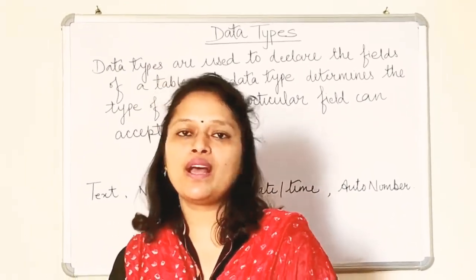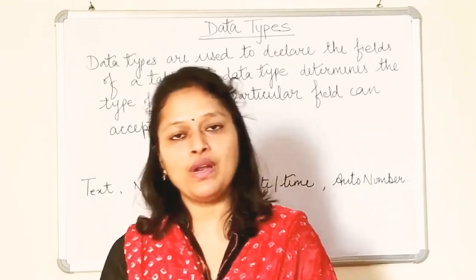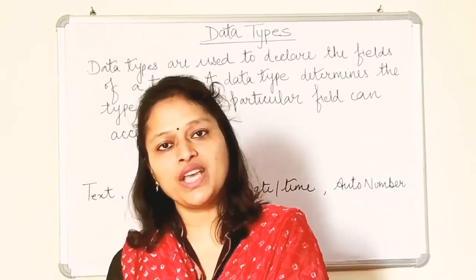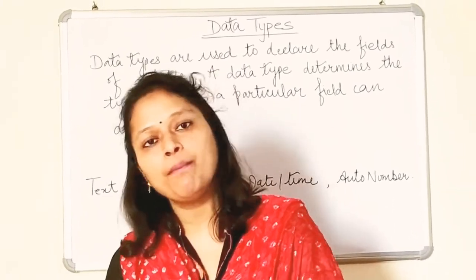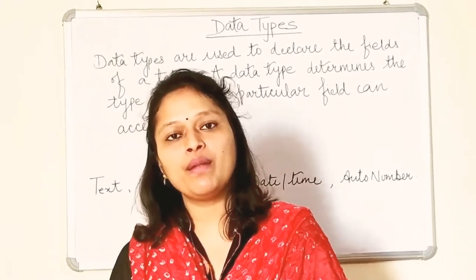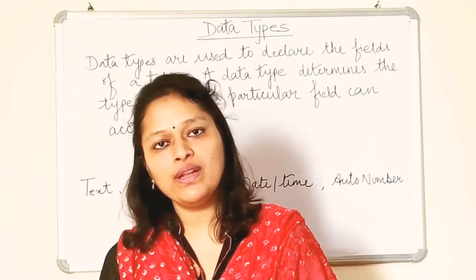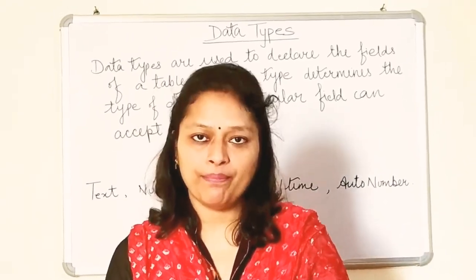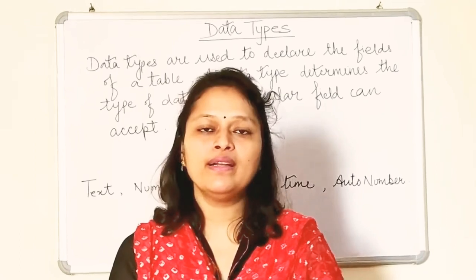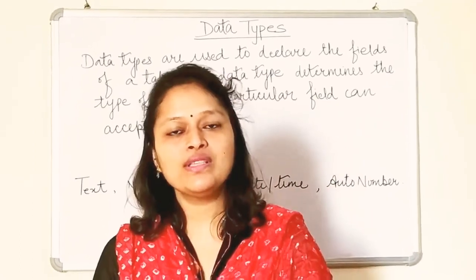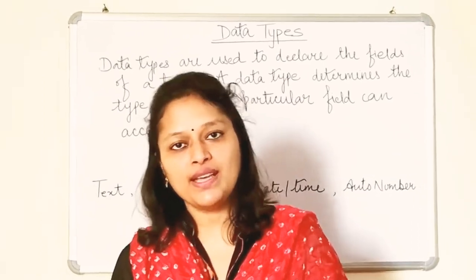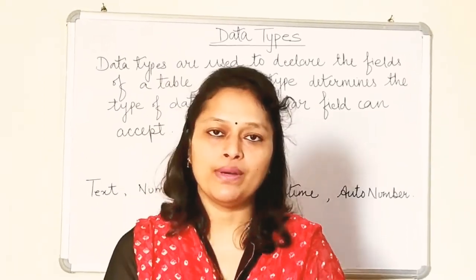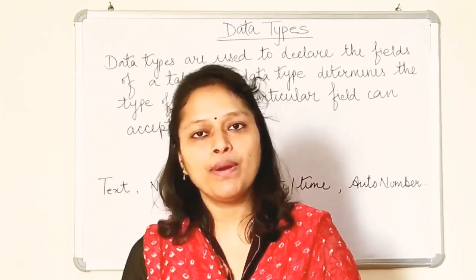Now suppose there are field names: serial number, roll number, student name, class, section and phone number. Now for serial number, the data type should be number. Okay, because the serial number can be 1, 2, 3, 4 and so on. And for the name, you would require text because a name cannot be in number format. It should have text.